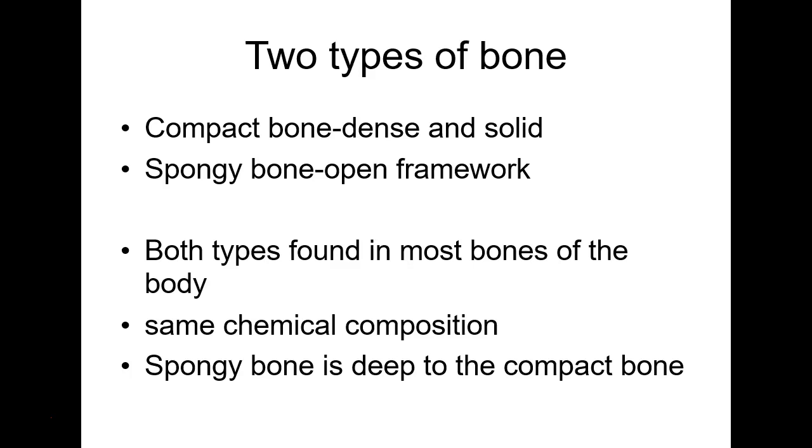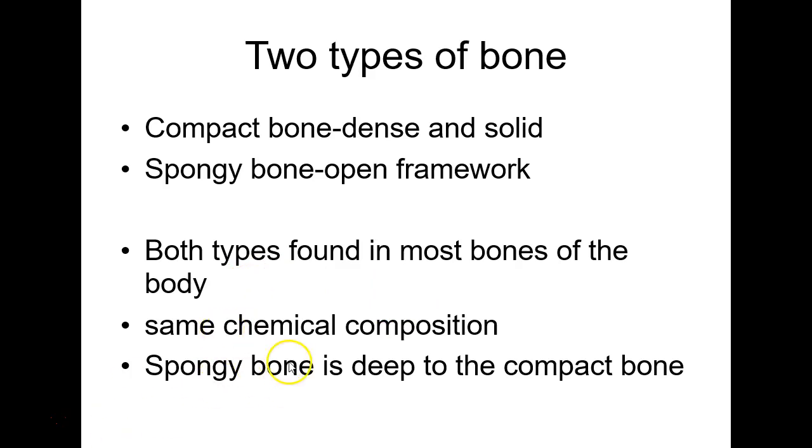Molecule. So the two types of bone, this is what I kept talking about on the first slide, compact bone and spongy bone. Compact bone is dense and solid. Spongy bone is kind of like a honeycomb. It's an open framework. Both types are found in most bones of the body. It's the same exact chemical composition. It's just a different look, a different morphology to them.